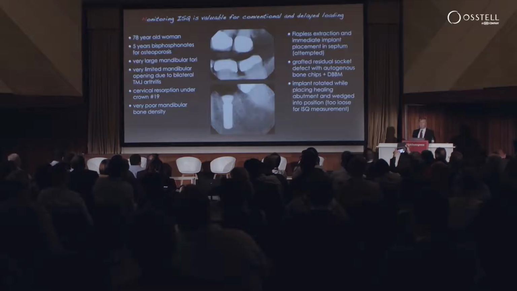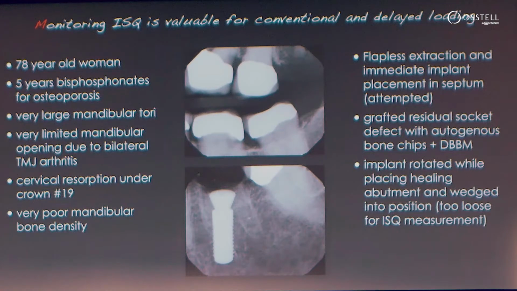So we did a flapless extraction, very challenging, but managed to get the tooth out, leaving the socket intact. I grafted the residual socket with autogenous bone chips plus demineralized bone mineral, and placed an implant in what I thought was the septum. Turns out it was more towards the mesial socket. And when I finally put the healing abutment on it, I was able to relatively easily rotate the implant with the healing abutment.